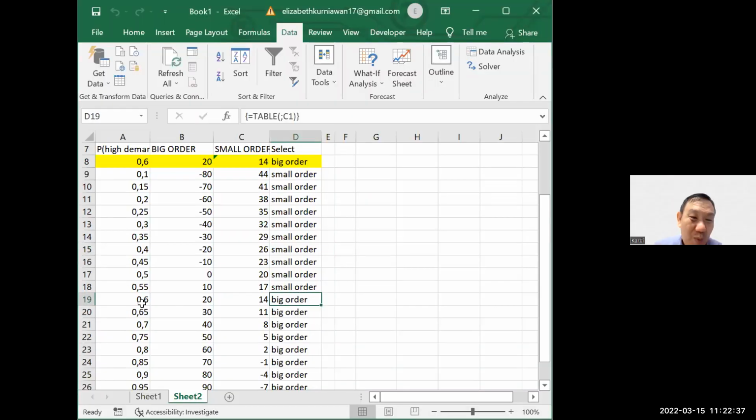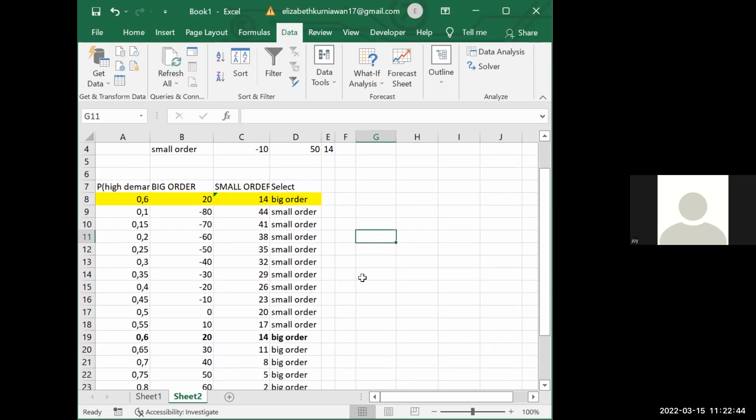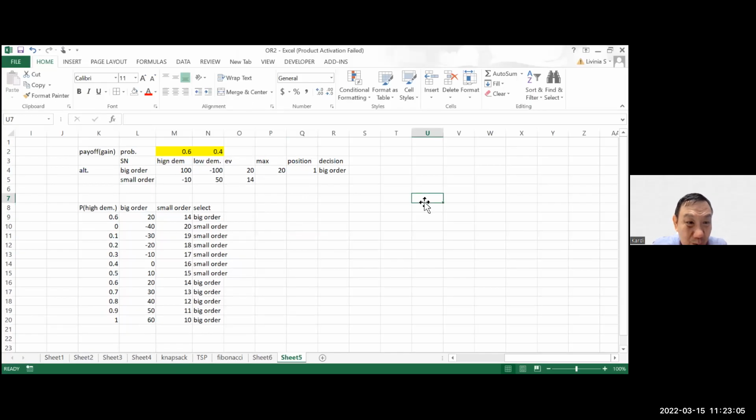Sir, I'll share my screen. Okay, go. Oh, very good. Right, it starts to change. Super, sir. Very good. Excellent. Livy, can you share your screen? Okay, sir. Wow. Super.